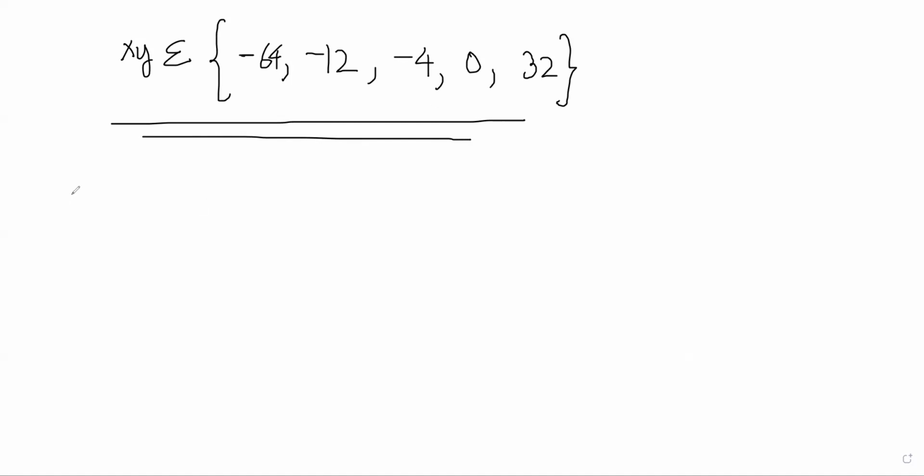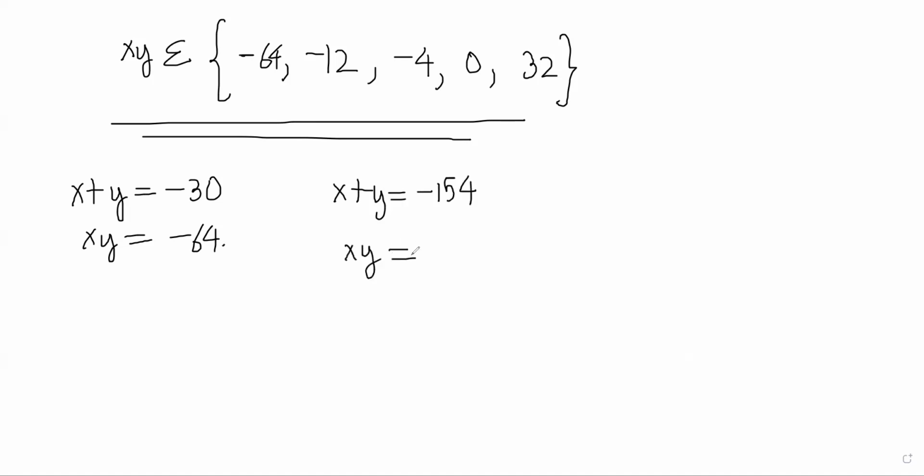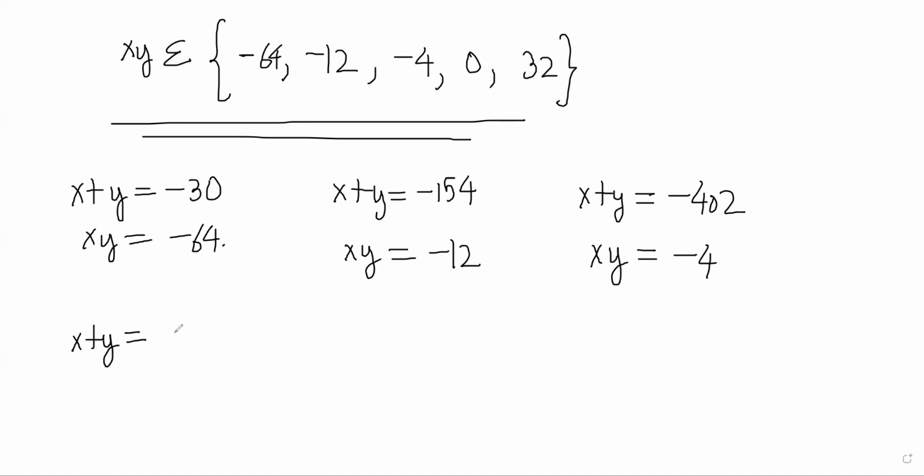And now for all of these, we can solve the system of equations. You get x plus y is equal to -30 and xy is equal to -64 here. You get x plus y is equal to -154 and xy is equal to -12 for the second case. For the third case, x plus y is -402 and xy is -4. For the fourth case, x plus y is -2014 and xy is 0. And for the fifth case, x plus y is 66 and xy is equal to 32.